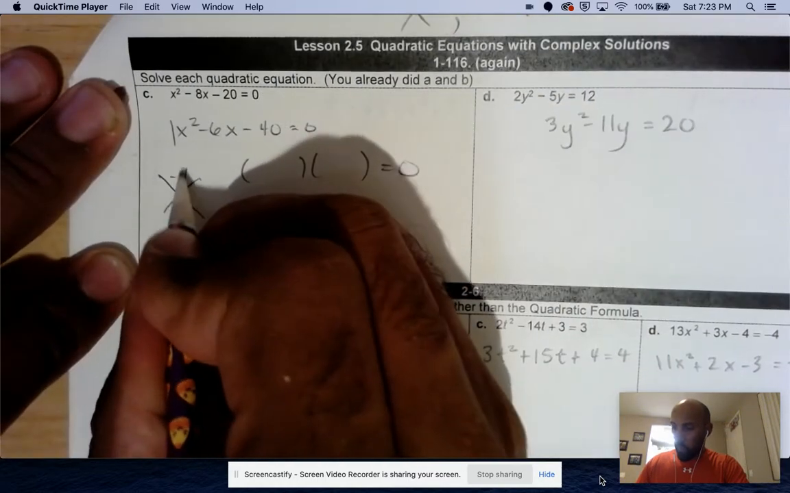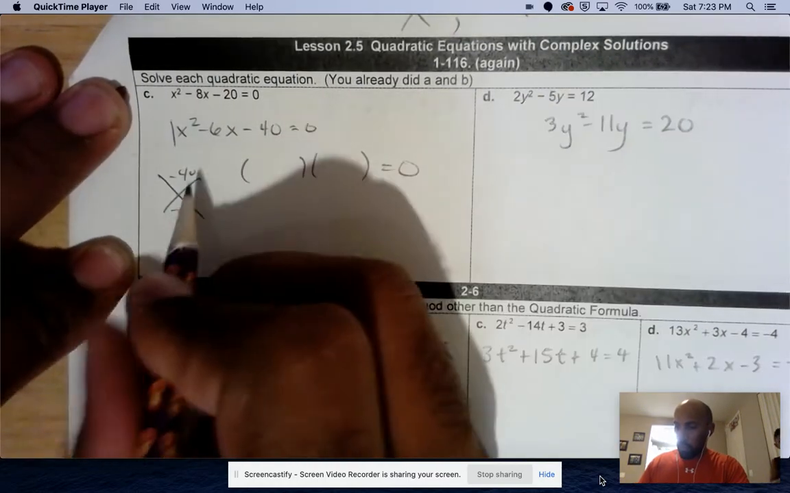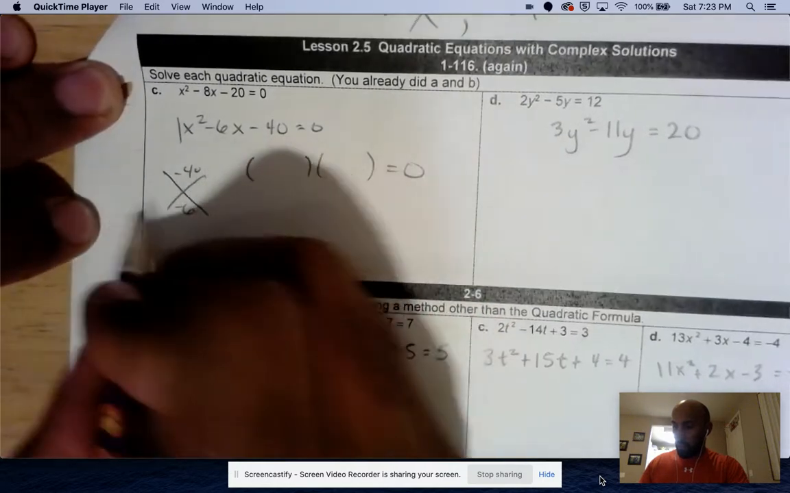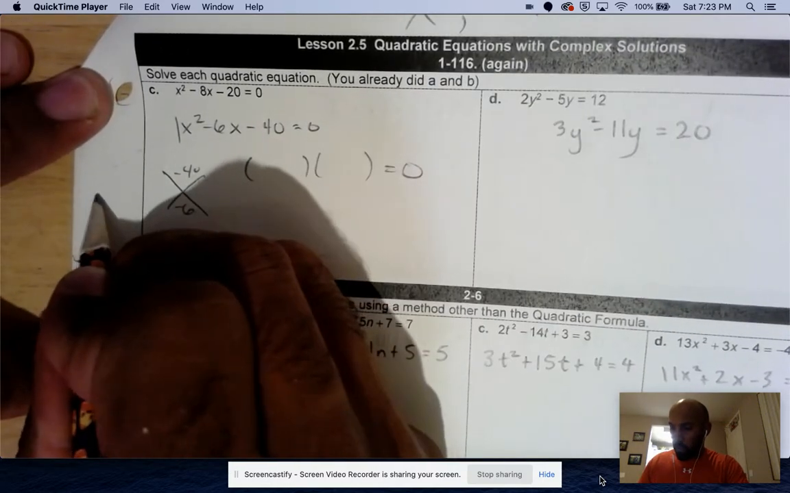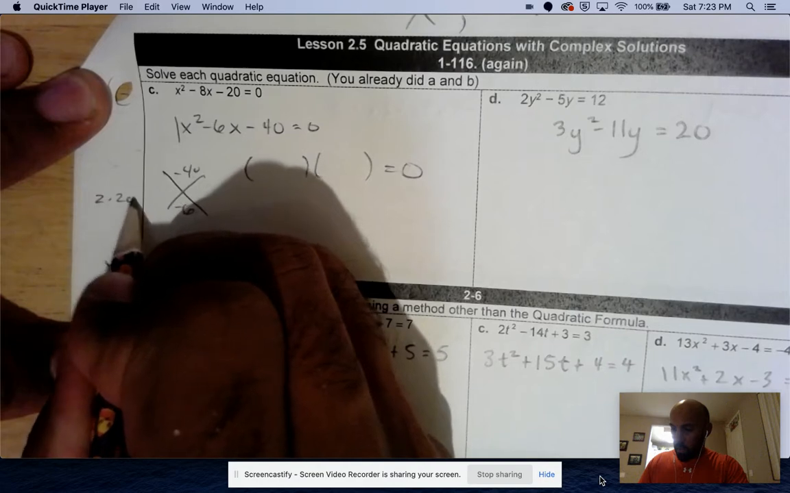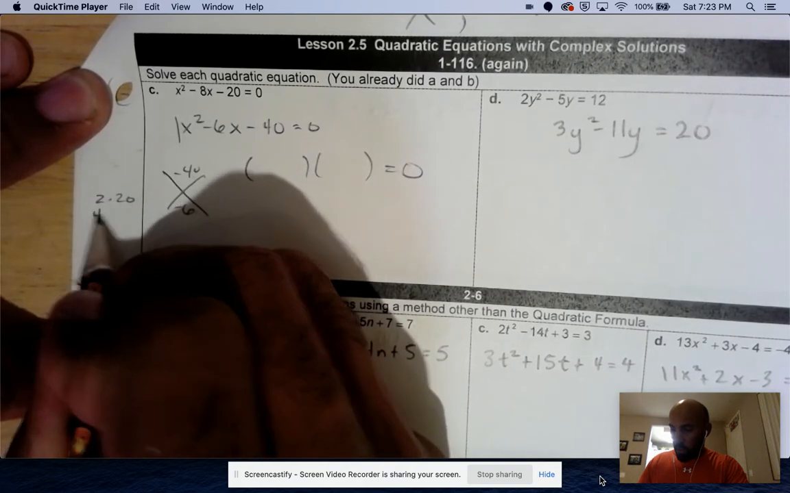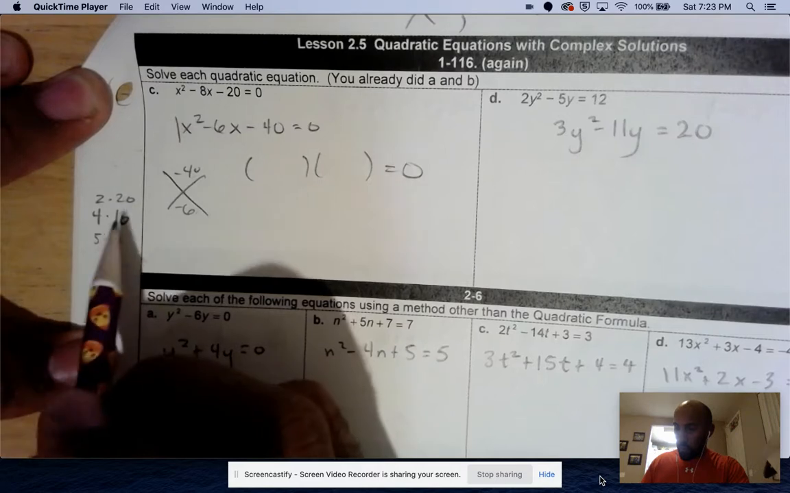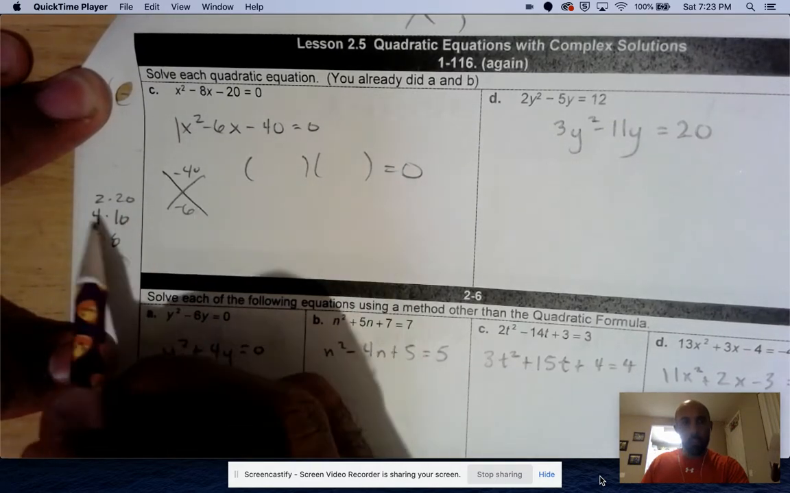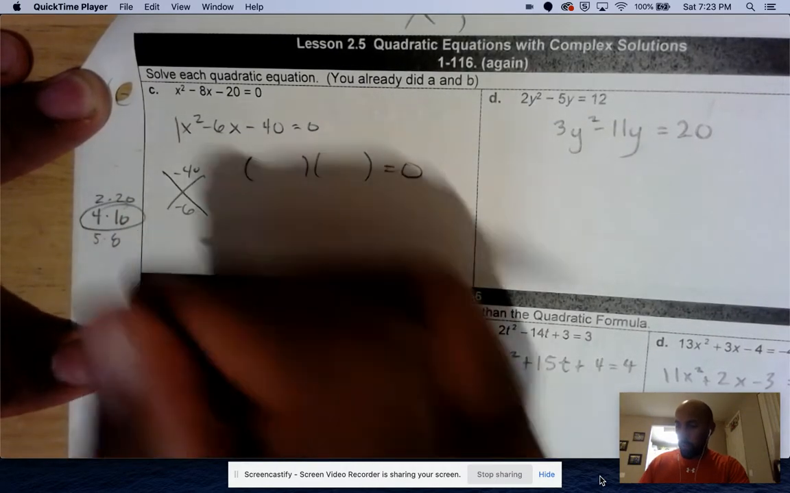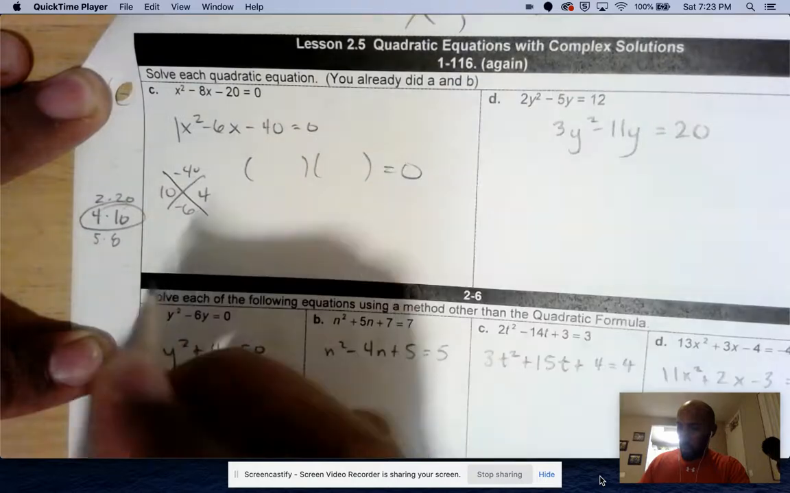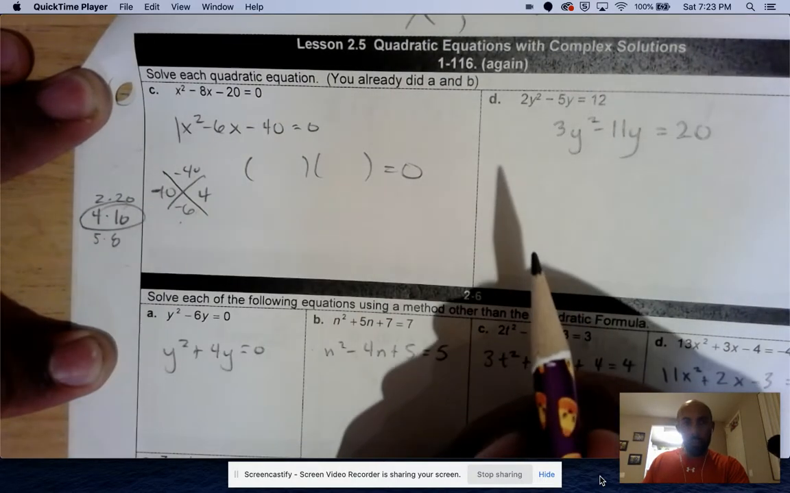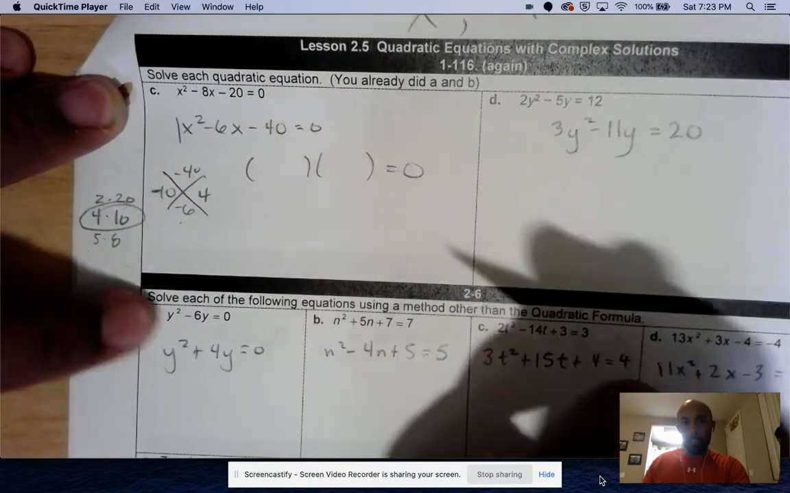Okay, so I have negative 40 up here, negative 6. What two numbers multiply to 40 but add up to 6? Let me think that through. So let's start with 2 times 20. 3 doesn't work, but 4 times 10 and 5 times 8. Can I add or subtract any of these to get 6? Yep, I can do it with 4 and 10. So 10 and 4. And in order for 6 to be negative, the 10 has to be negative.